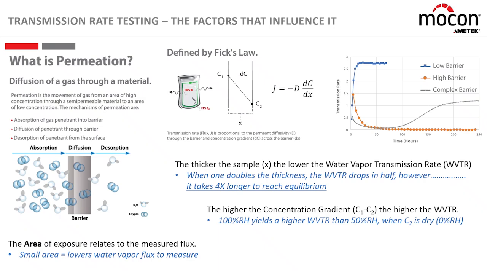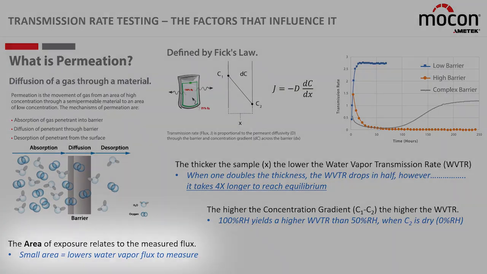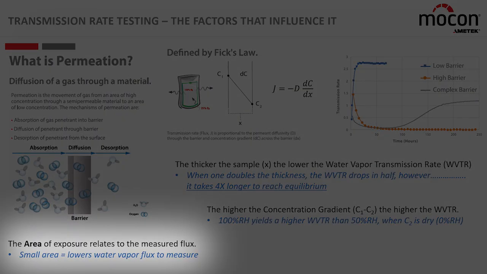Some takeaways of this: when we look at the permeation or transmission rate, the flux coming through depends on the area of exposure. If we have a very large area, we can have more molecules permeating through. If we have a very small area, which happens a lot with encapsulations, we'll have low amounts of water vapor coming through. So the area of exposure becomes very important to the measurement when we're looking at water vapor moving through materials.